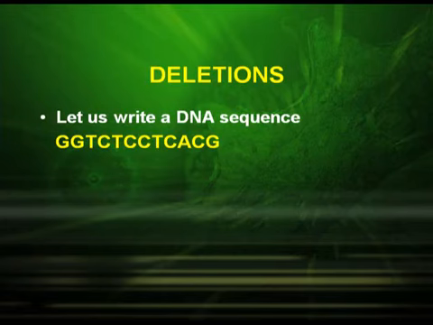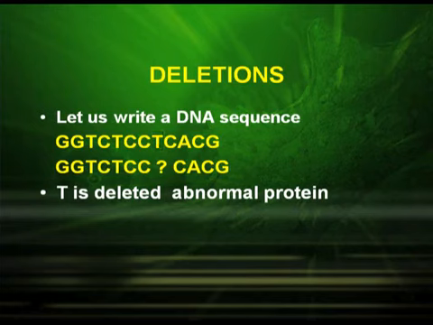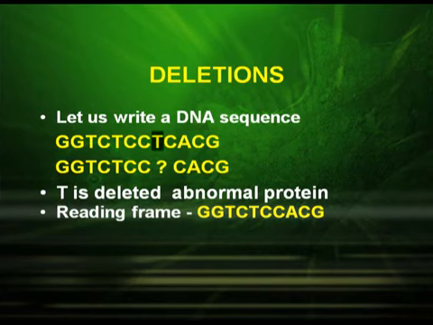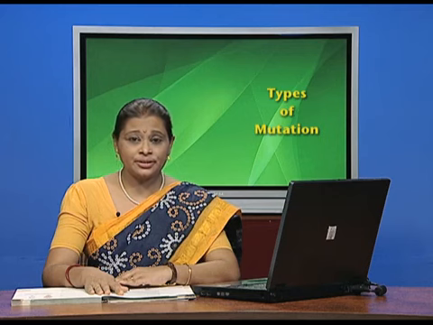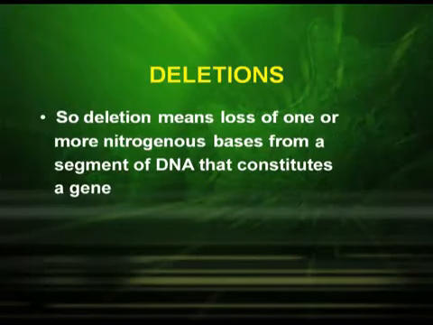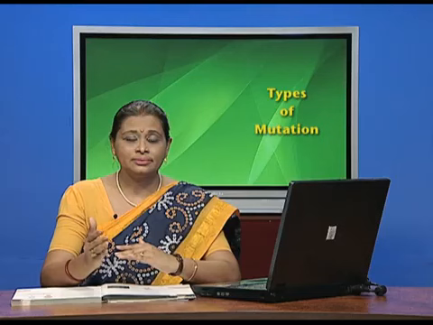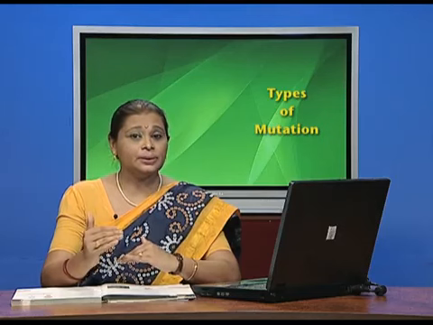Let us write a hypothetical DNA sequence: GGT CTC CCT CACG. Now let us remove the T. So the T is deleted. Now just read the sequence. So it becomes GGT CTC CCA CG. That means the sequence is changed, the RNA will be changed, and ultimately the polypeptide. This polypeptide may be an abnormal protein. So deletion means the loss of one or more nitrogenous bases from a segment of DNA that constitutes a gene. So ultimately what does your reading frame become? GG TCT CCA CG.